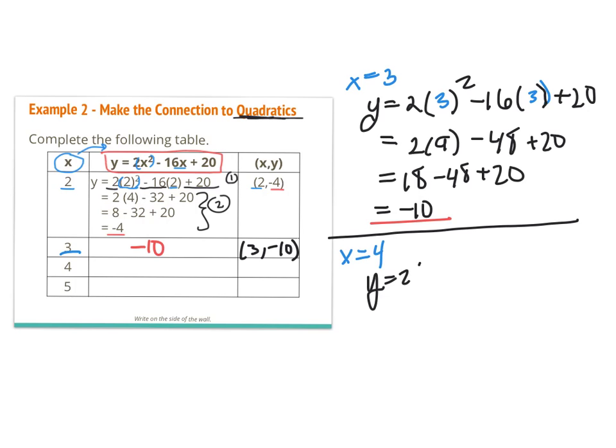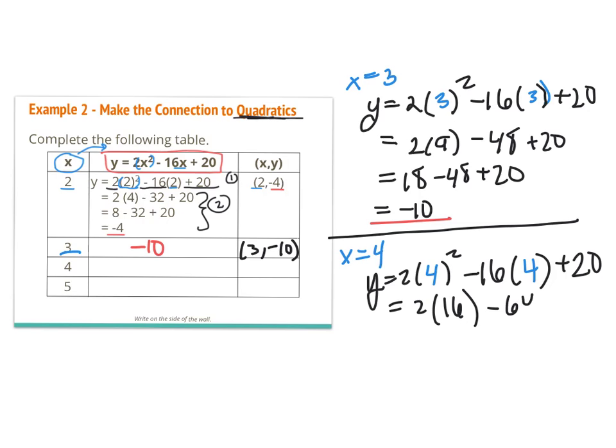Y equals 2 times 4 squared minus 16 times 3. Oops, sorry, not times 3. Times 4. See how I messed up? Plus 20. 4 times 4 is 16, so 2 times 16. 16 times 4 is going to be 64, so minus 64. Plus 20. 2 times 16 is 32. Minus 64 plus 20. Let me take out my calculator.